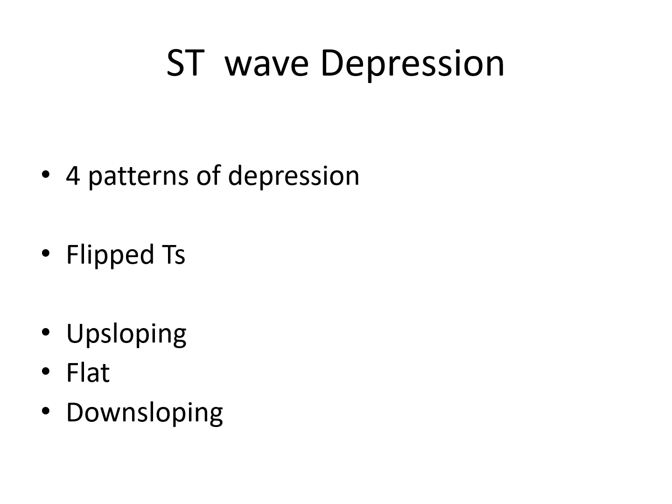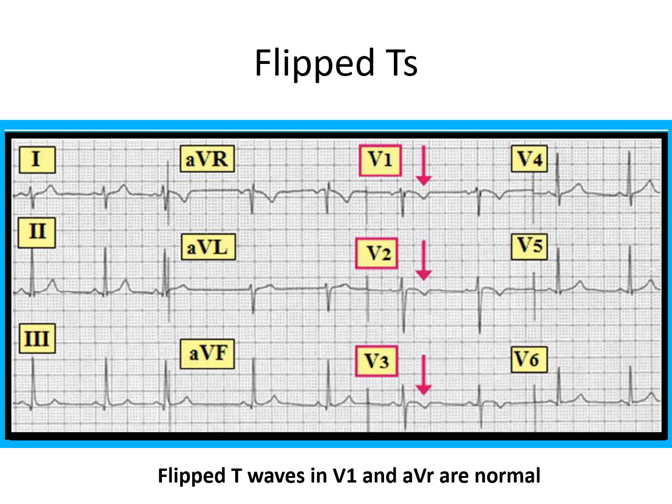There is another thing we should know about the ST wave depression: there are four patterns of depression. The first one is not so much depression but just the flipping of the T waves. And afterwards, if we have true depression, it could be upsloping, it could be flat, or downsloping, and this relates to how the ST segment looks.